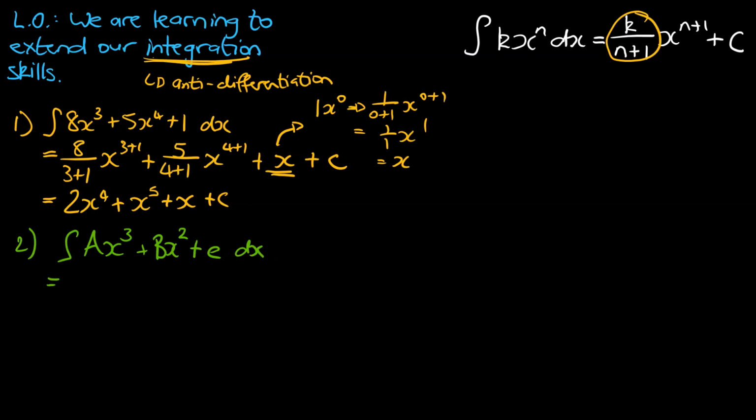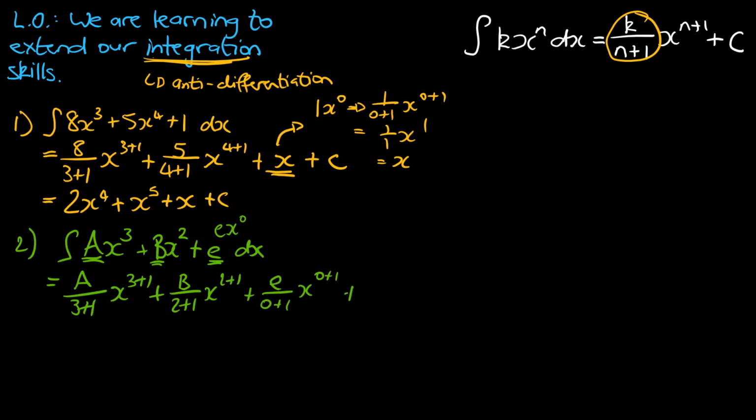We're going to follow the same process. K, in our case, will be the a, the b, and the e. So that's going to be a divided by 3 plus 1, x to the power of 3 plus 1, and then we're going to add b divided by 2 plus 1, and then we're going to go x to the power of 2 plus 1, and then we're going to add, so just a reminder, that is ex to the power of 0. So it's going to be e divided by 0 plus 1 times x to the power of 0 plus 1, and we're going to add our constant at the end.